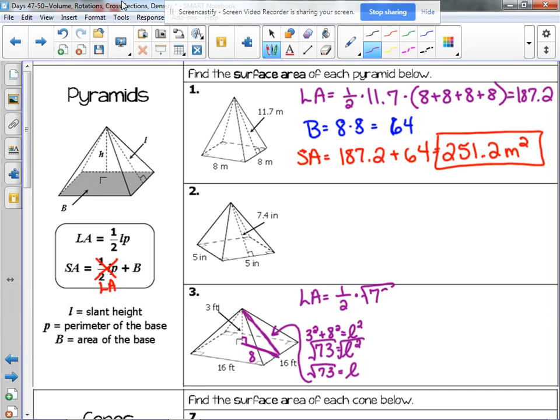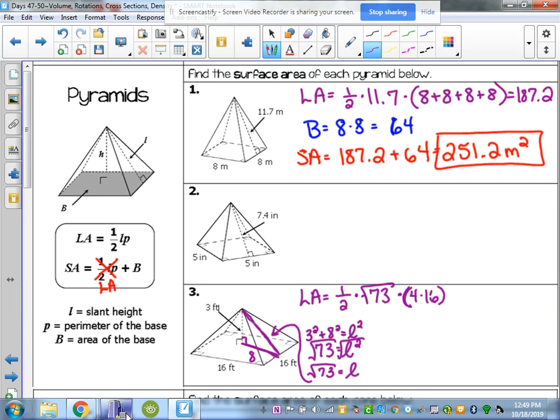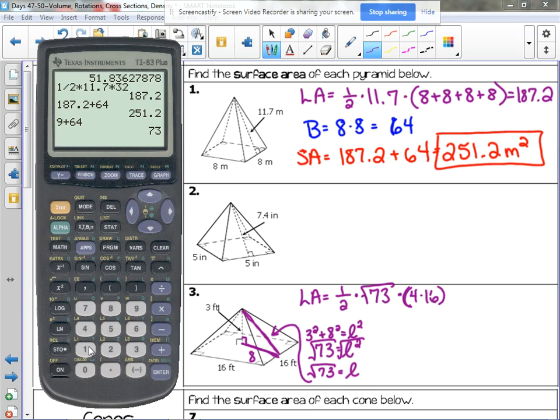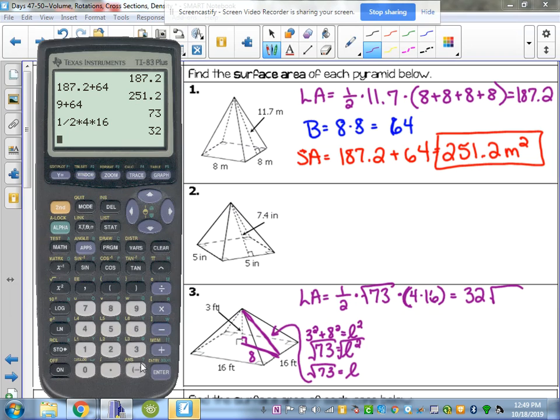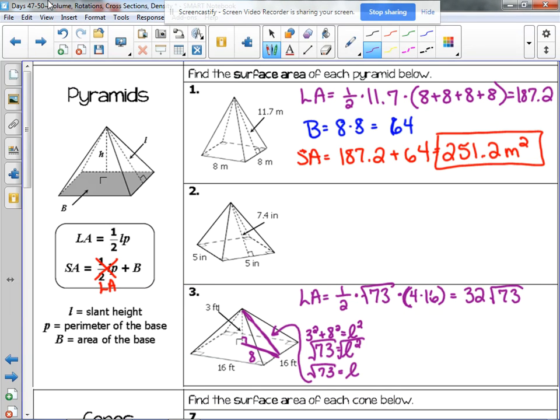So 1/2 times the square root of 73 times the perimeter of my base. I got 16, and it's a square, so 4 times 16 is the perimeter of that base. 16 plus 16 plus 16 plus 16. I just don't want to have to write 16 4 times. So 1/2 times 4 times 16. I don't want to multiply out that square root yet. I do not want decimals messing up my problem. So multiply everything but the square root. 1/2 times 4 times 16, that's 32. So we got 32 times the square root of 73. We're just not going to multiply it out yet. So that's our lateral area.